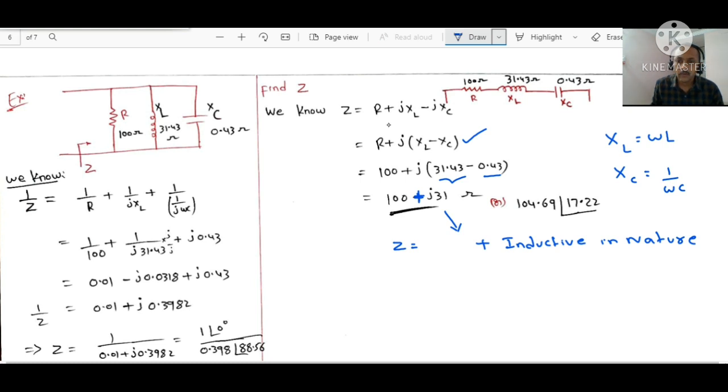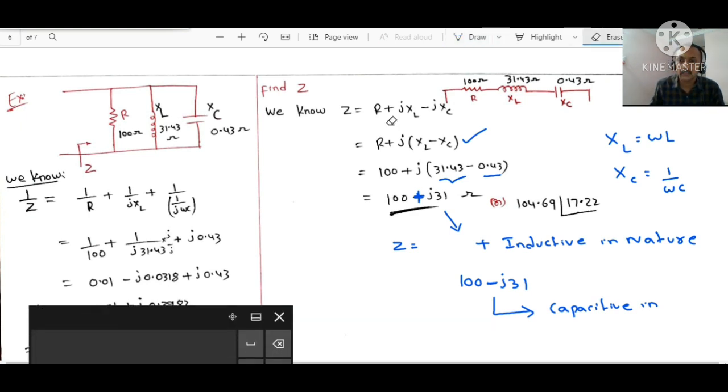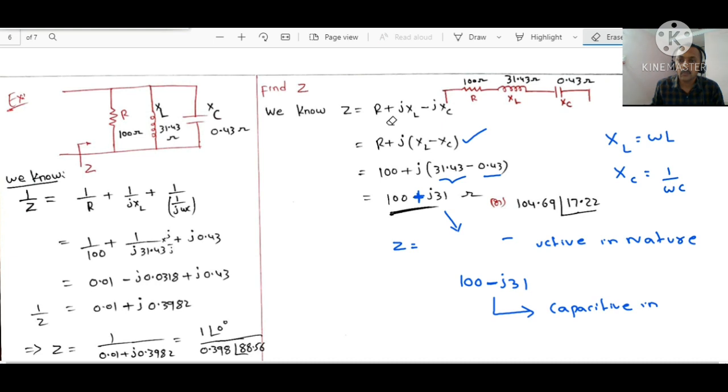For example, through somehow we got the answer Z minus j31. Then seeing this negative sign, you can make a comment: it is capacitive in nature. A little bit dominating, not purely capacitive or purely inductive. That one is dominating. You look at the sign, whether it is plus j or minus j with respect to the impedance. Clear? Yeah.